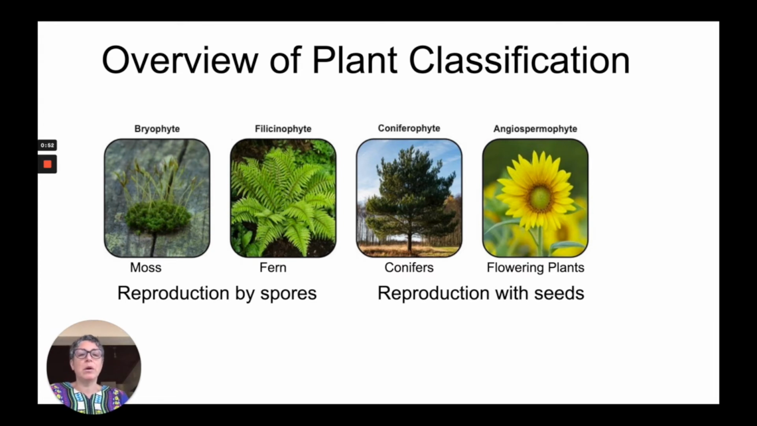And then we've got organisms in the plant kingdom that reproduce with seeds. And so within that category, we've got plants that reproduce with cones, seeds in cones, and then we've got reproduction with flowers. And so that is where we want to focus the plant classification for this syllabus, on reproduction with flowering plants.